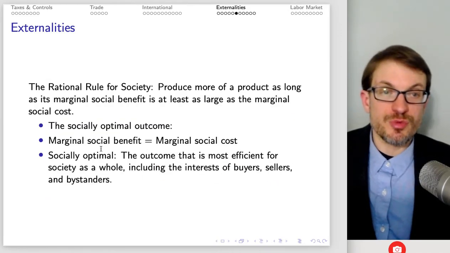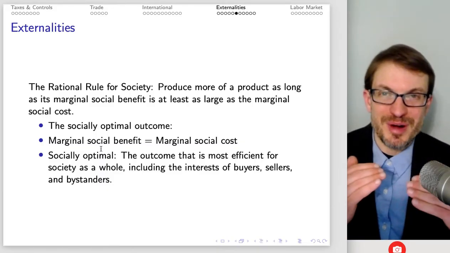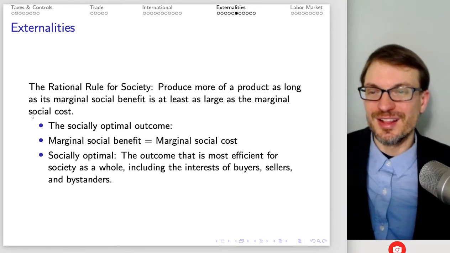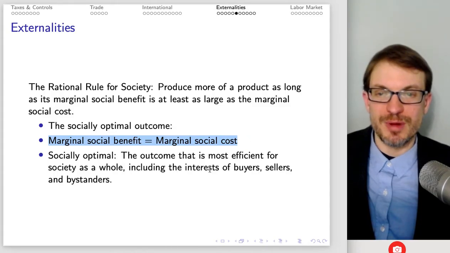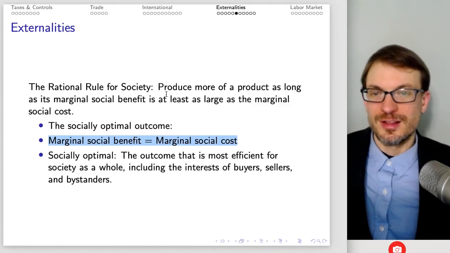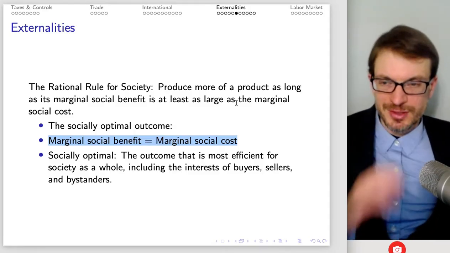This gives rise to our rational rule for society. Remember, we have all kinds of rational rules, which basically say we want to produce where marginal benefit equals marginal cost. The socially optimal outcome is where the marginal social benefit equals the marginal social cost. Produce more of the product as long as its marginal social benefit is at least as large as the marginal social cost.